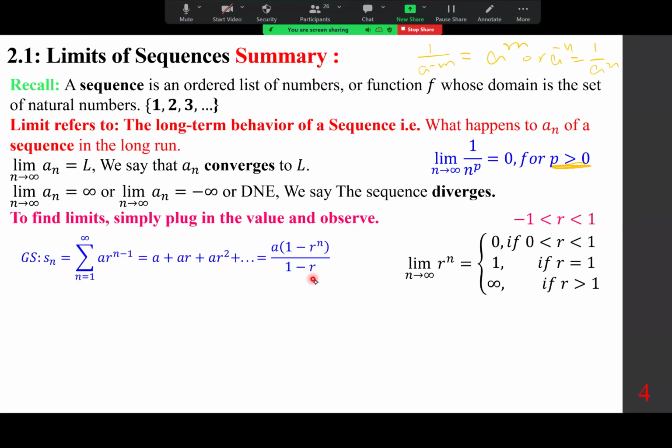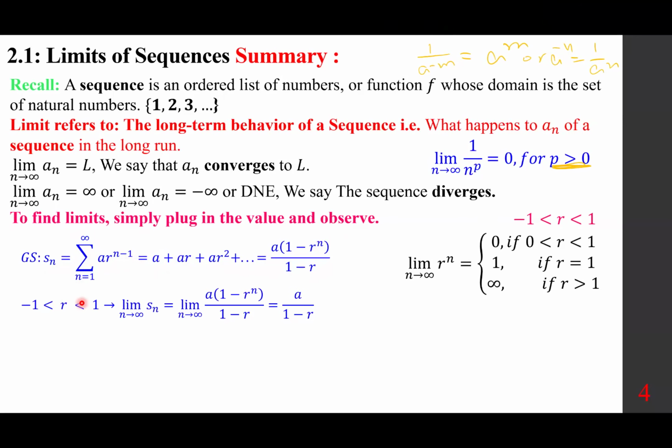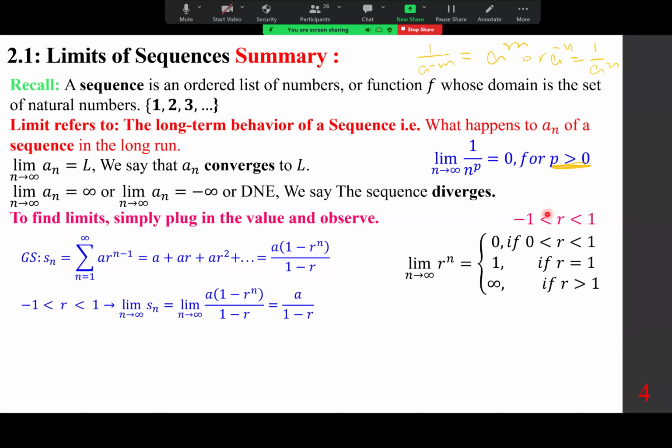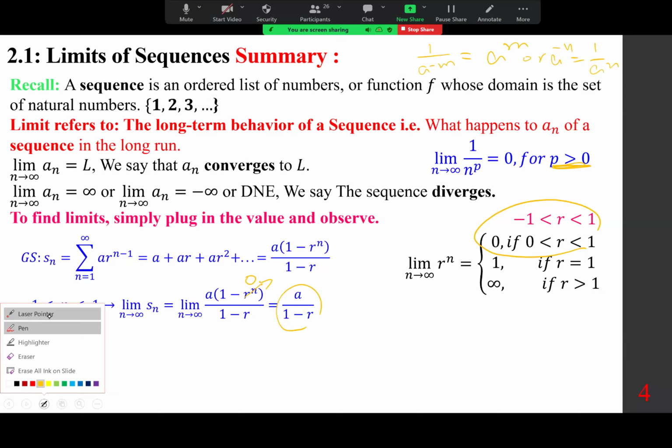And what happens if r is between negative 1 and 1? According to this, we know this goes to 0, right? And therefore, the limit is a over 1 minus r.